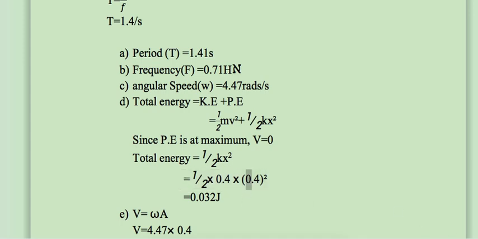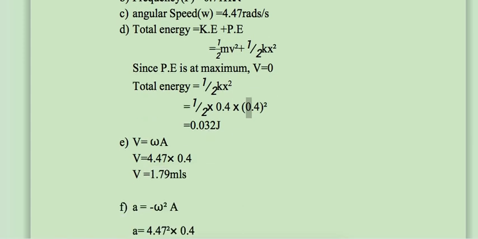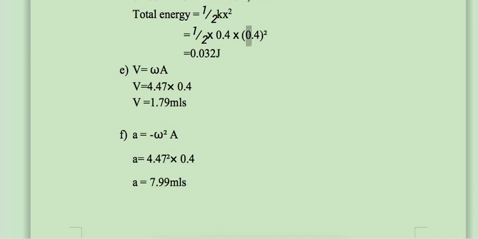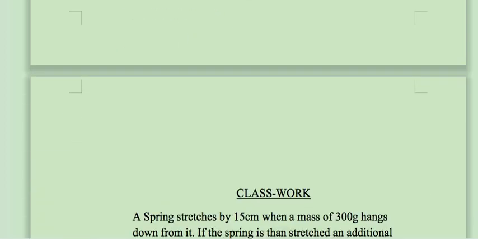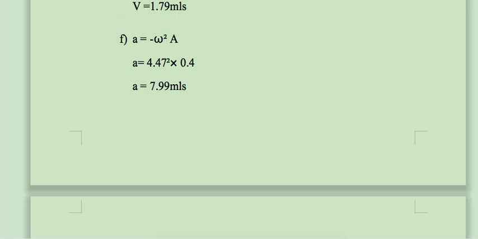Now the velocity. Velocity is equal to omega A. We all know that. So that is 4.47 times 0.4. When you do your calculation very well, you discover that you have 7.99 meter per seconds. So if you are to solve for the acceleration now, acceleration is minus omega squared s. If you do your substitution very well, then you have the answer that we have there, which is 7.99.